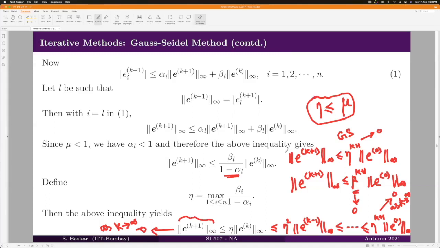The reason behind that is because this eta, which comes out of the calculations in the case of the Gauss-Seidel method, is always less than or equal to mu. Sometimes they may be equal, but sometimes eta is smaller, and you will notice that the error in the Gauss-Seidel method is less than the error in the Jacobi method at any iteration k.